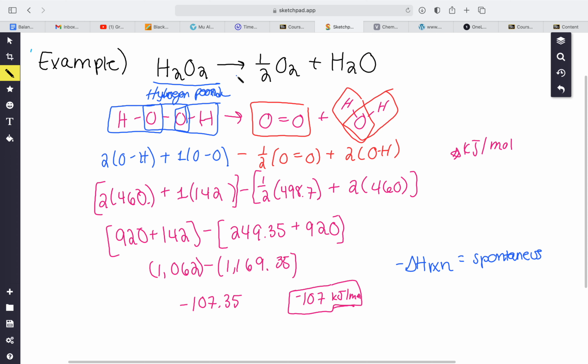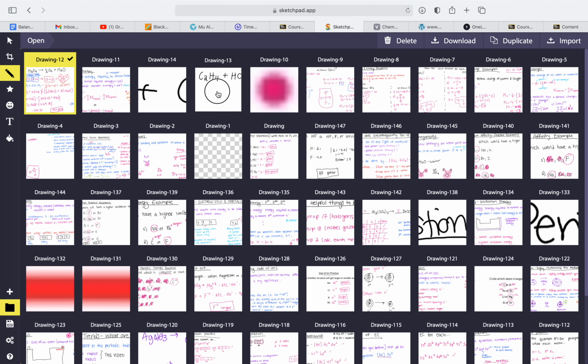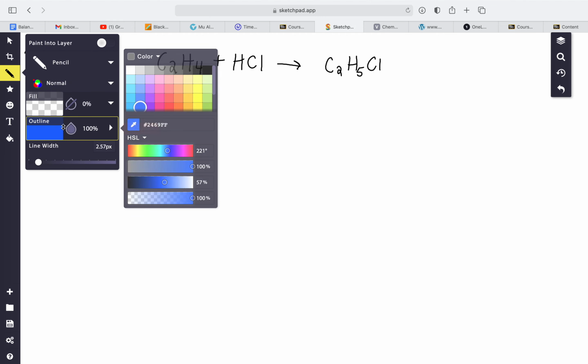If you take Gen Chem 2, you're going to learn that there's something called equilibrium. So it's possible that the oxygen is going to rebond with the hydrogen, but that's only if there's enough energy. But I think this is a very fascinating one to do because of that. All right, let's go over this one.